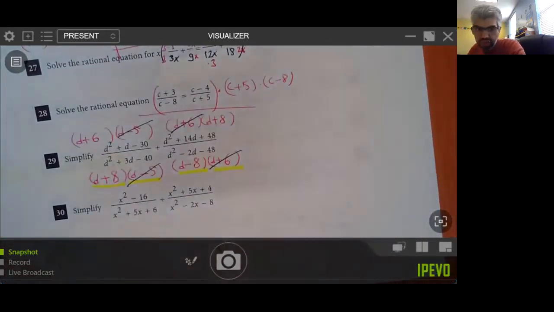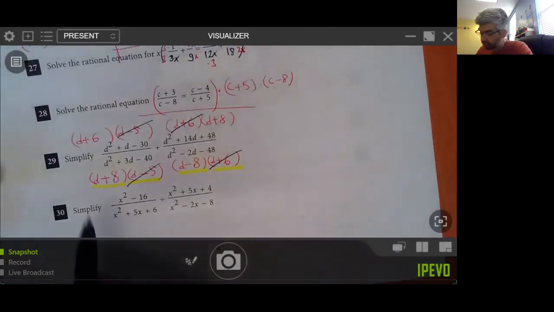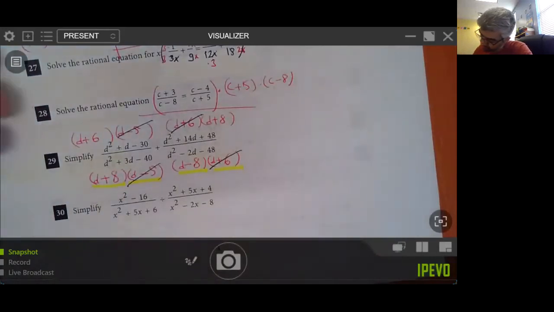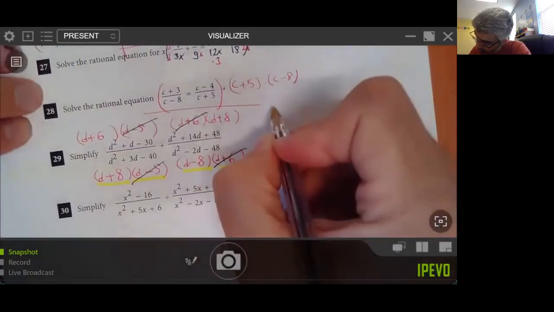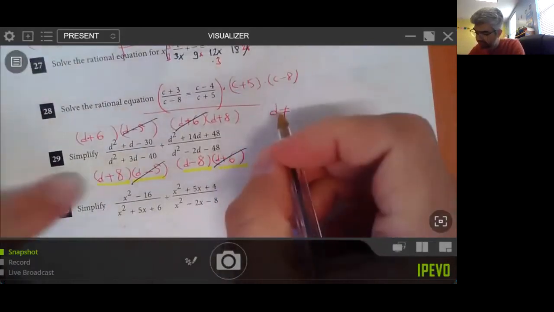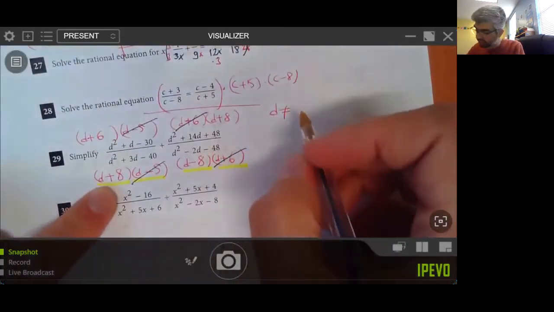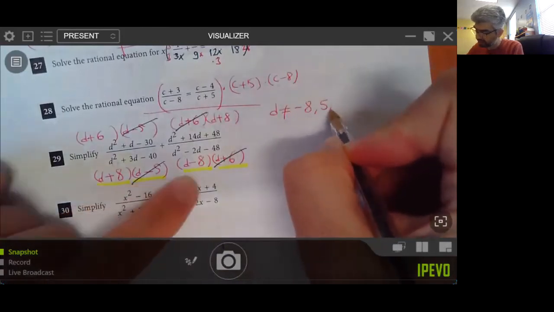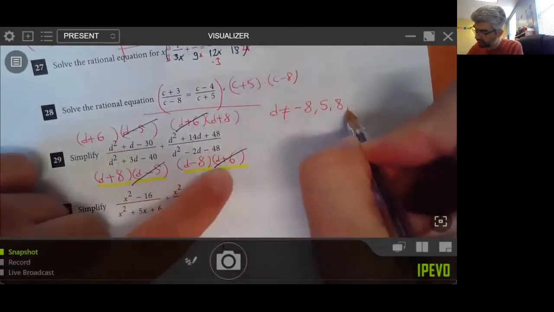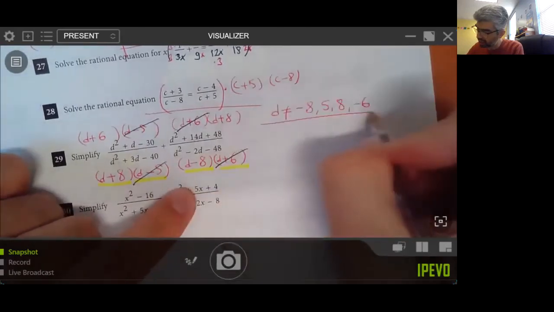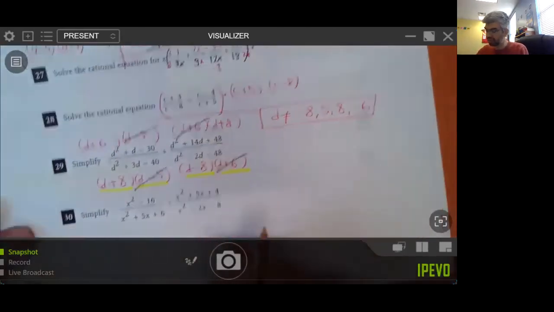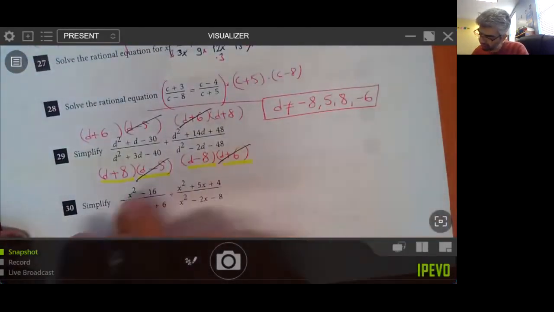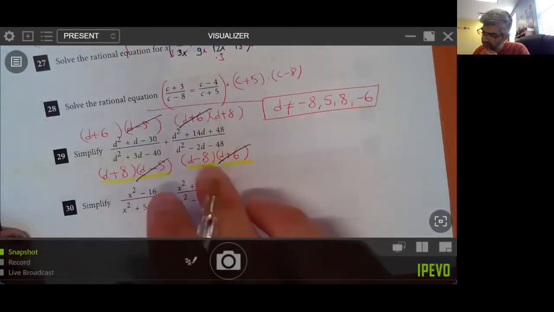So the volume of the job will be decreased. But, attention, D cannot be what, guys? We have to write here. D must be different than negative 8, 5, 8, and negative 6, okay? Even if it's not the equation, we write it. These are the restrictions.